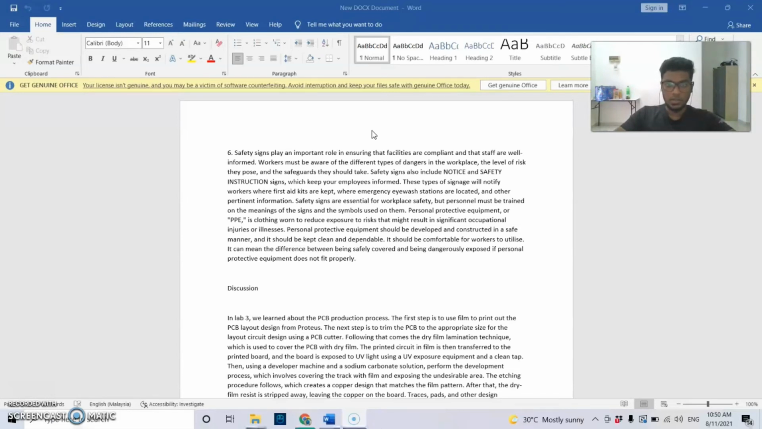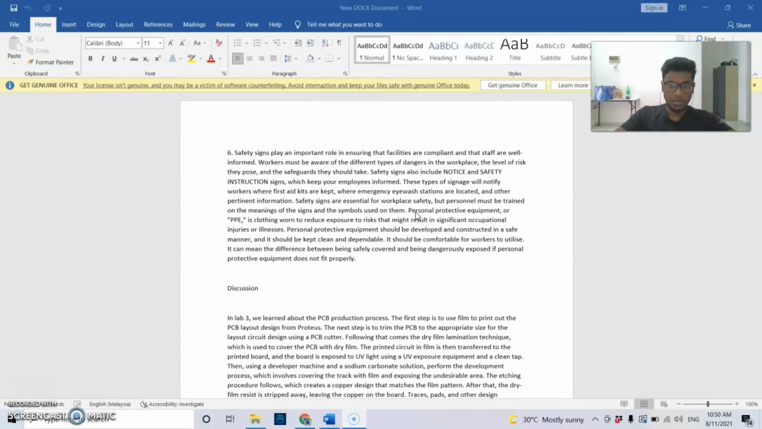Safety signs also include notice and safety instruction signs, which keep employees informed. This type of signage will notify workers where first aid kits are kept, where emergency eye wash stations are located, and other pertinent information. Safety signs are essential for workplace safety, but personnel must be trained on the meanings of signs and symbols.